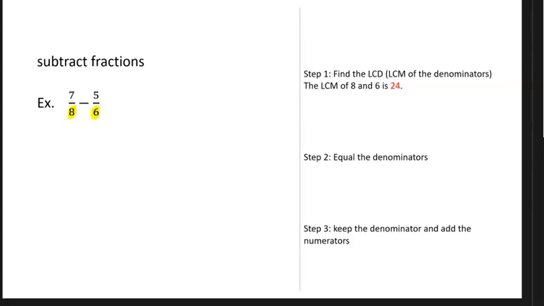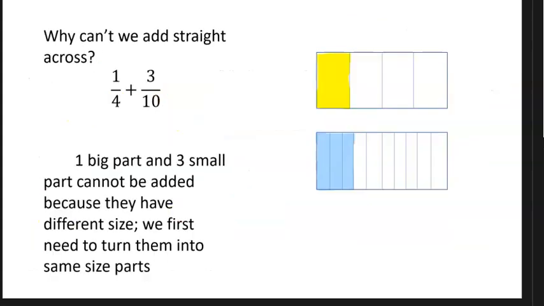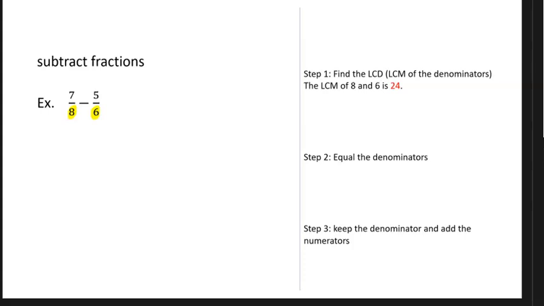So if you recall the example that we had here, 1/4 means 1 quarter, 3/10 means 3 dimes. We cannot really add them, but once we turn 4 and 10 both into 20, and we have the same value, because 1/20th means a nickel, so 5 nickels plus 6 nickels, we can get 11 nickels. So whenever we do addition or subtraction, we have to make sure the denominators match.